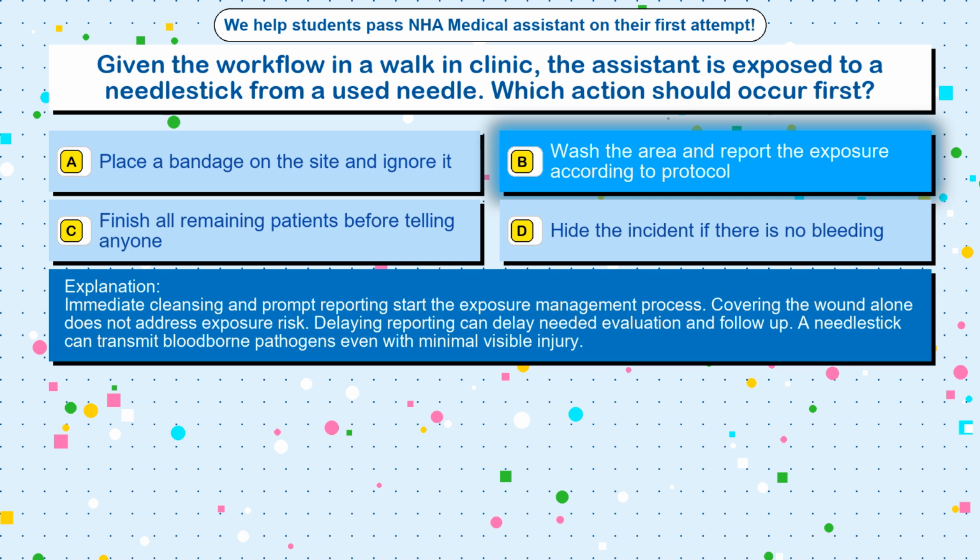Immediate cleansing and prompt reporting start the exposure management process. Covering the wound alone does not address exposure risk. Delaying reporting can delay needed evaluation and follow-up. A needle stick can transmit bloodborne pathogens even with minimal visible injury.